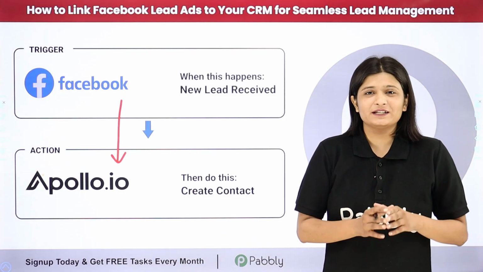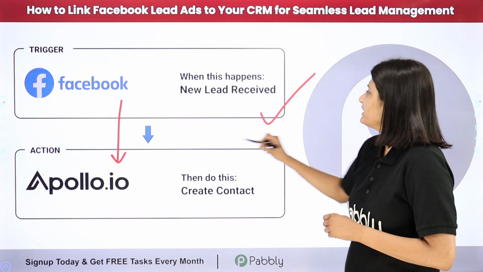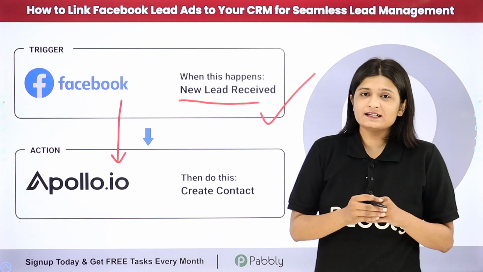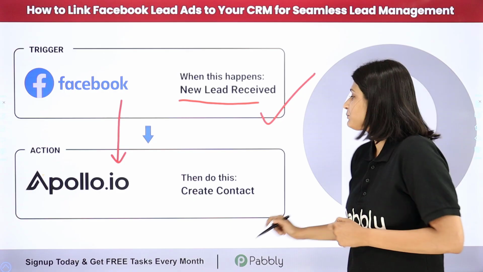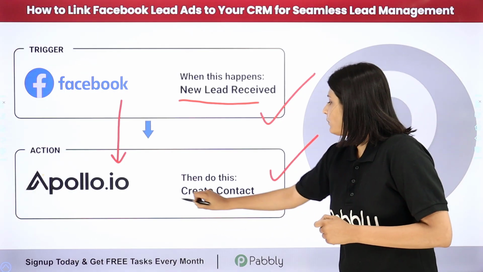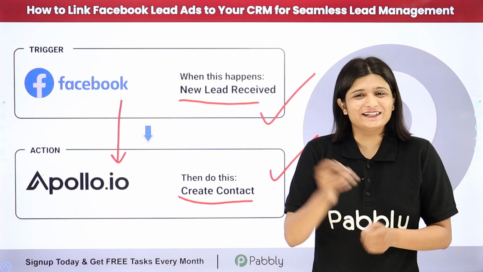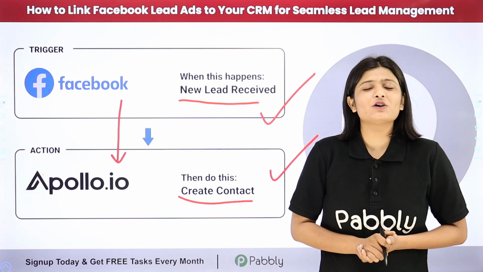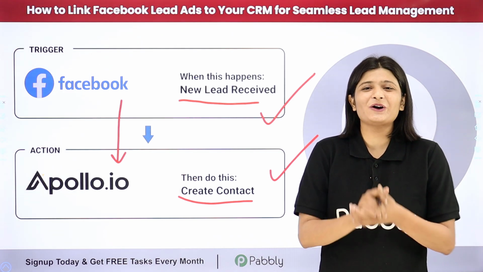Here as my trigger application, I am going to take Facebook lead ads from where I will receive a new lead, and then in my action application, I am going to take Apollo.io where the contact will be created automatically. If you want to learn this amazing automation step by step, then let me take you all to my screen.